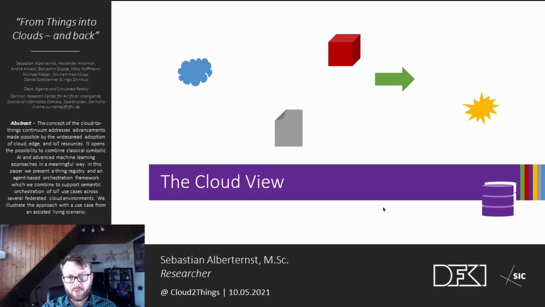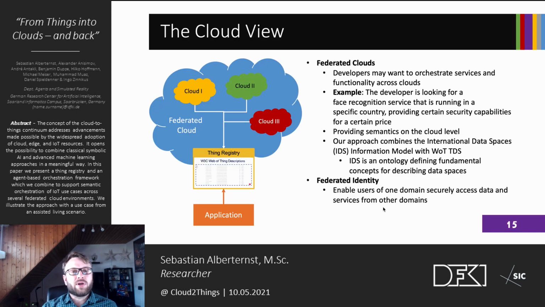We now have the possibility to describe and discover things, homogeneously expose them across multiple protocols and payloads, as well as securing them. When developing new use cases, developers want to find functionality in things across multiple clouds, as well as the exact opposite, securely deploy services in a trusted environment on the edge. By providing semantics on the cloud level, developers are able to search functionality across multiple clouds. For example, a face recognition service that is running in a specific country, providing certain security capabilities for a certain price.